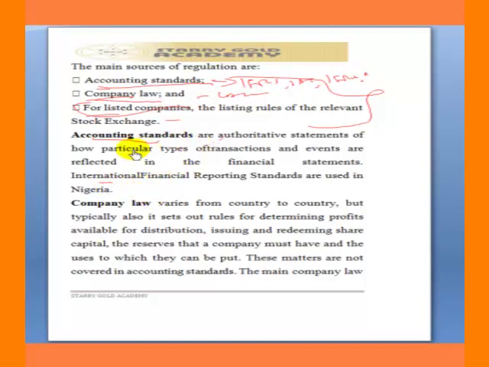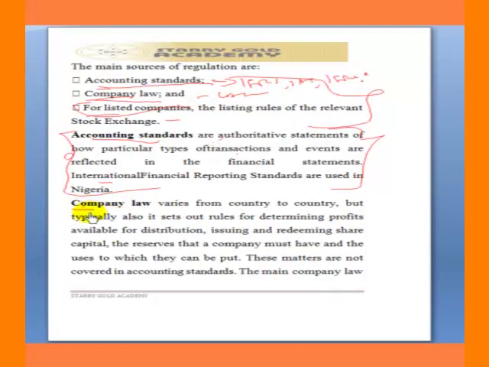So meaning that accounting standards are authoritative statements of how transactions should be treated in line with IFRS. So that is what the accounting standard is all about: how transactions should be treated in line with IFRS. All these things, all the IAS and IFRS, we are going to discuss as we proceed in this series.